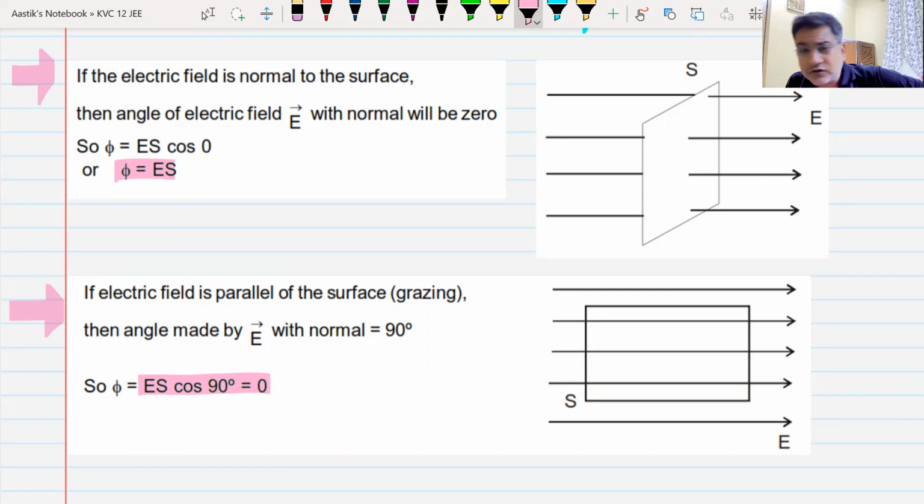Most of the questions that you are going to encounter would be based on this concept of finding out the relation between electric field and flux. Electric field is given, area vector is given, you will have to find out the flux. I'll give you 1 minute to note it down. Once you have done it, please let me know so that I can move ahead.